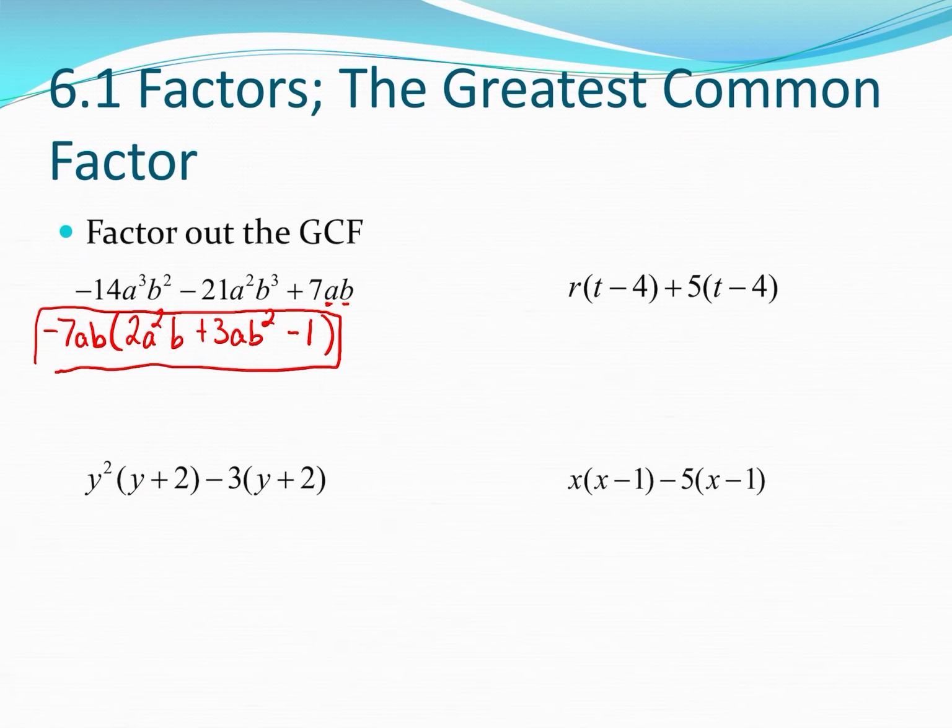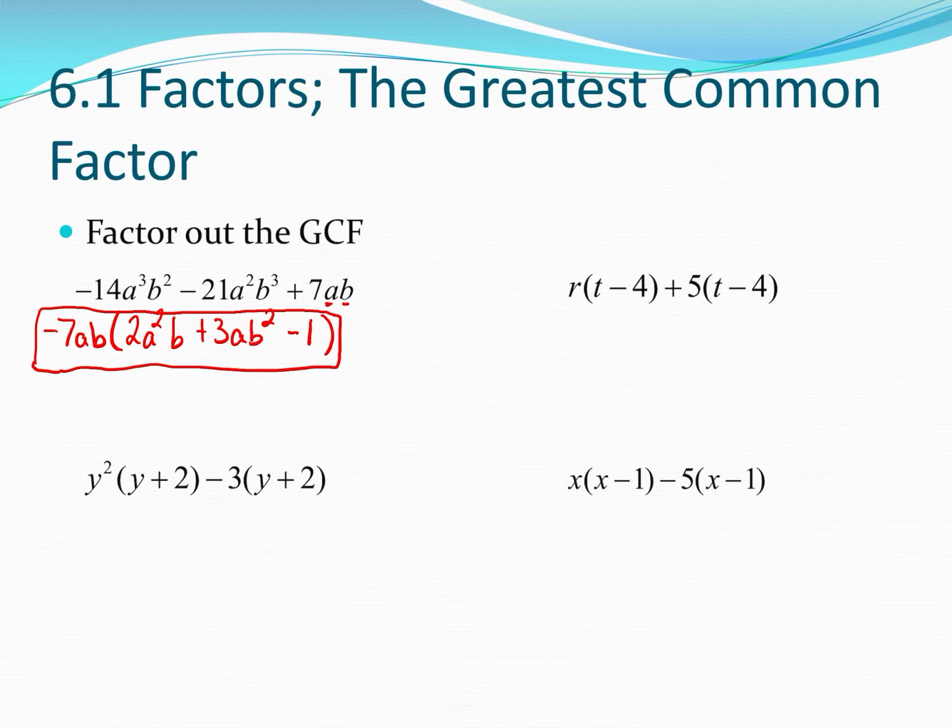Now, is it wrong to have taken the positive 7AB out? No, it's not. Your signs would have been changed in your trinomial. I want to take the negative out because there is going to be a need for that at times. Okay. Now, on these next three, we're doing the same exact thing. We're taking out the greatest common factor, but some of you may look at this and go, I don't know.